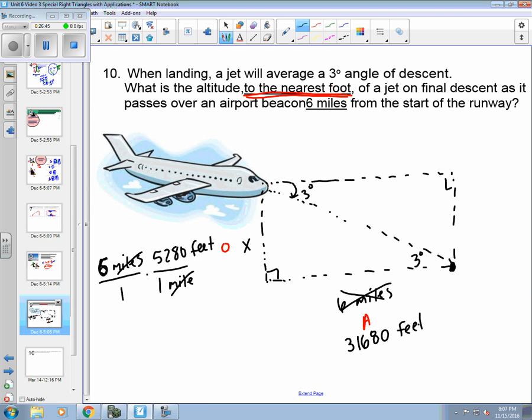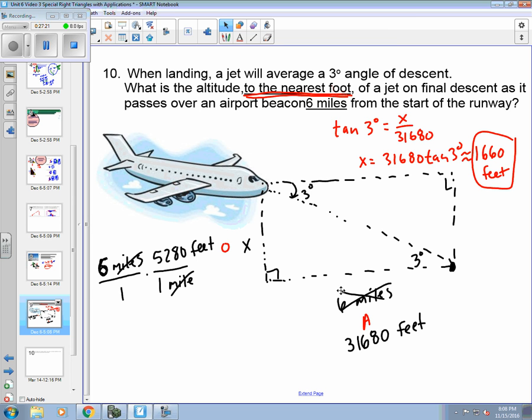Okay, again, now this is just a trig problem. We should be able to set it up and solve. So we got opposite and adjacent. That's, again, tangent of 3 degrees equals opposite, we don't know, over adjacent, which is this amount. Multiply both sides by 31,680, and we should get the answer. And if you type that into your calculator, turns out that the altitude is about 1,660 feet.